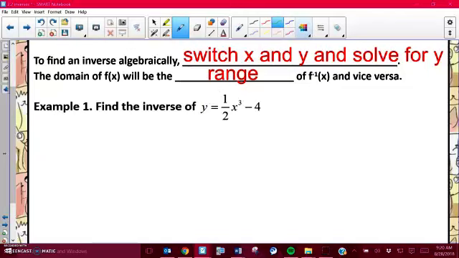Okay, so if I want to find the inverse of this function, we're going to switch x and y. That's the first goal here. So these two variables are going to end up flip-flopping. So I end up getting x equals 1/2 y cubed minus 4. Okay, now I have to solve this for y.